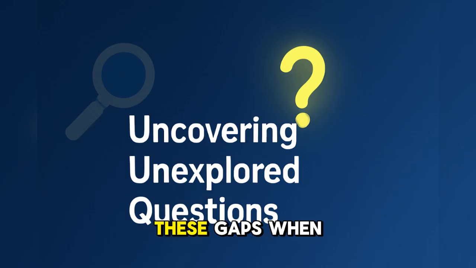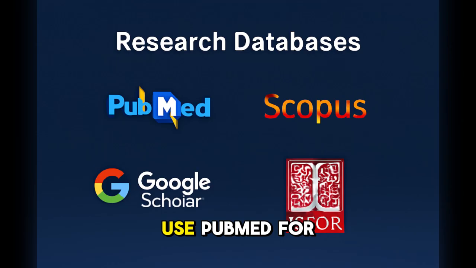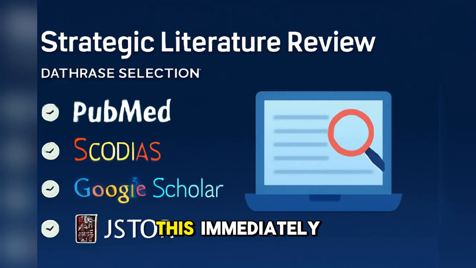So how do you find these gaps when the literature is so overwhelming? The answer is strategic searching. First, choose your databases strategically. Use PubMed for biomedical research, Scopus for multidisciplinary work, and field-specific databases for everything else. This immediately narrows your search.